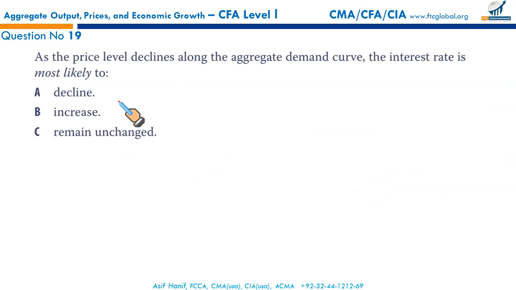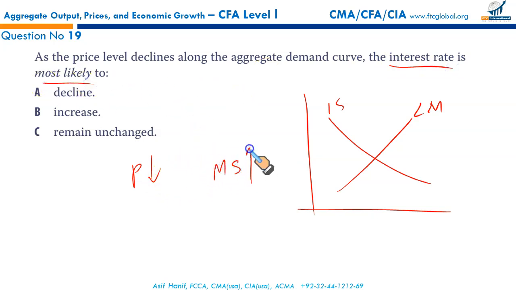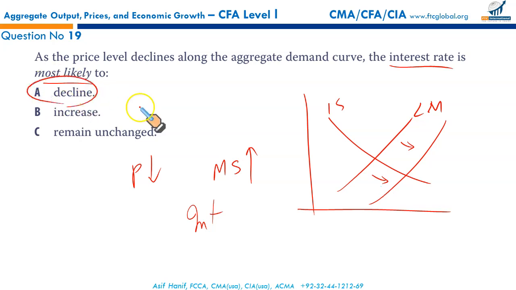Next, question number 19. As the price level declines, along the aggregate demand curve, the interest rate most likely, first of all, the decrease in price level would increase the real money supply, and that will correspond to a decrease in interest rate. So that would shift the LM curve to the right. So that would mean the interest rate would decline. That would make A the correct option.